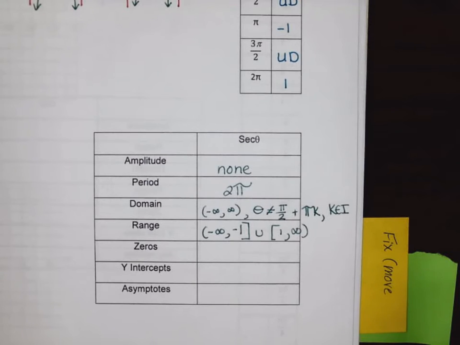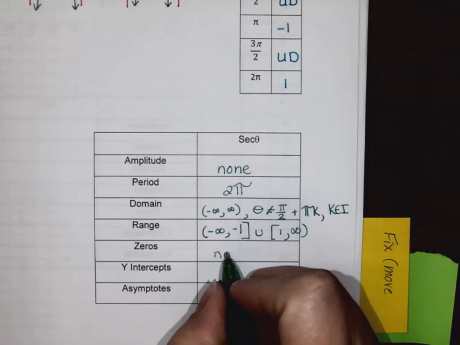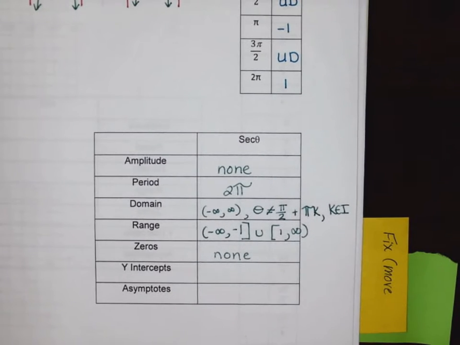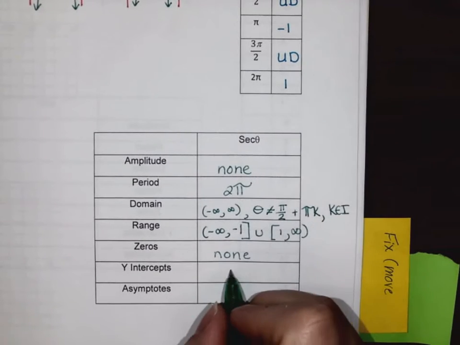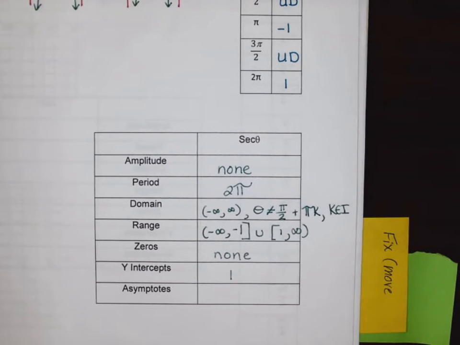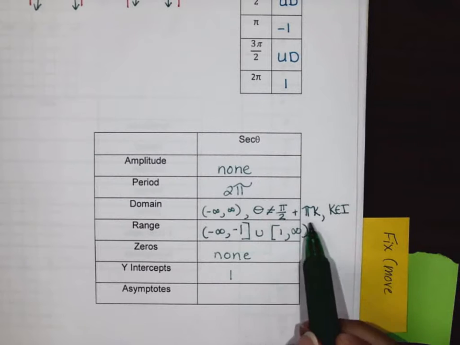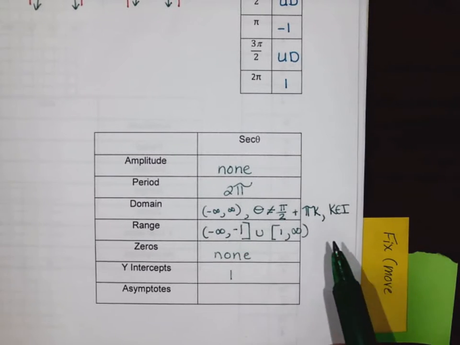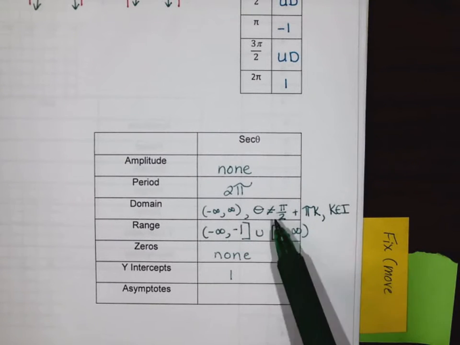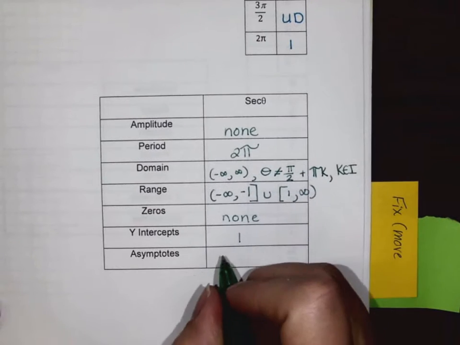Zeros of the function. None. Y-intercept. 1. Asymptotes. Remember that you just did that statement here. What's the only thing that changes? It's an equal. That equal sign, yeah.